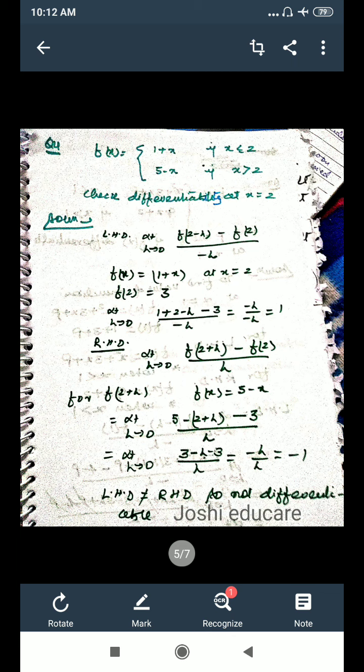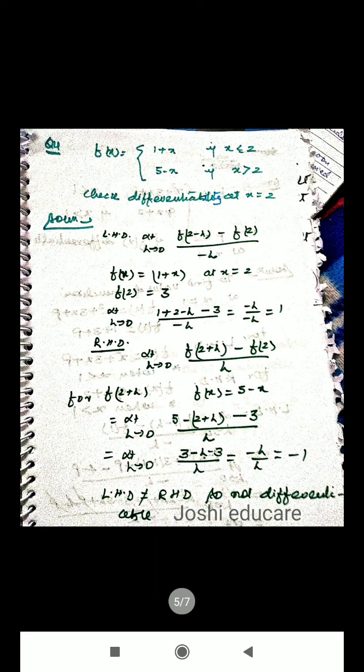So for left hand derivative formula, as we want to calculate at x equal to 2, it is f of a minus h minus f of a divided by minus h. But a is 2, so I've written it as limit h tends to 0 f of 2 minus h minus f2 divided by minus h. In this case, which function we'll use? We'll use this as a function. So f of 2 minus h we will calculate. In this you put x equal to 2 minus h. So it will be 1 plus 2 minus h and f2 will be 3. In denominator it is minus h. So in calculating it comes minus h by minus h. That is 1. Now for right hand derivative we'll use this as a function.